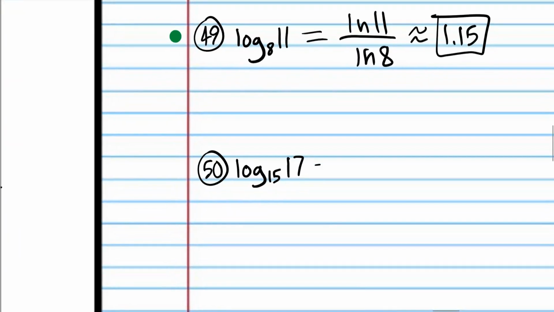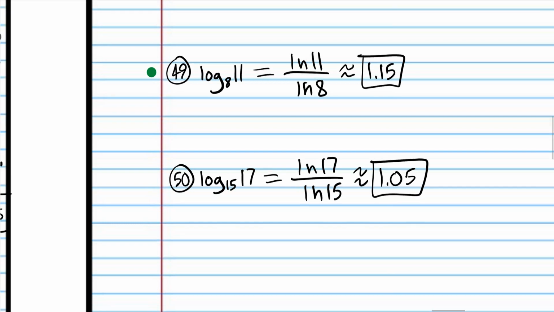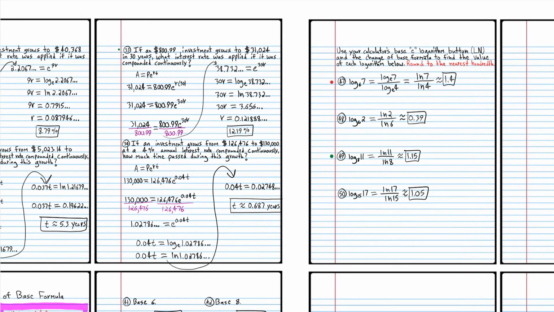Alright, we're back. So this is going to be ln 17 over ln 15, which is approximately equal to, let's enter it into the calculator. And we're going to get approximately 1.05 if we round to the nearest hundredth. So if you got that right, good. So that was the class today.